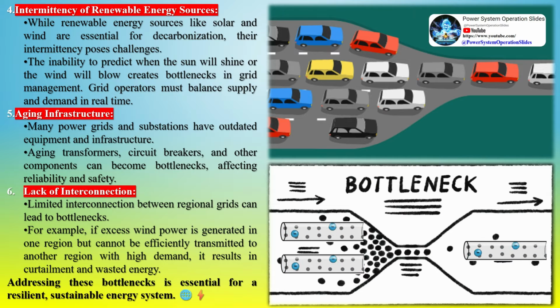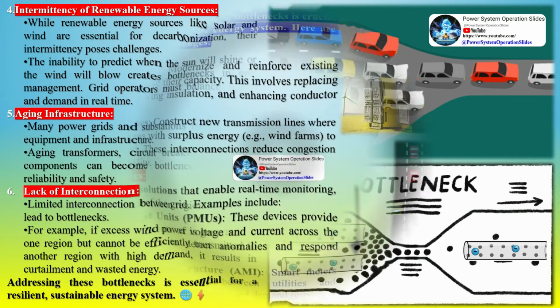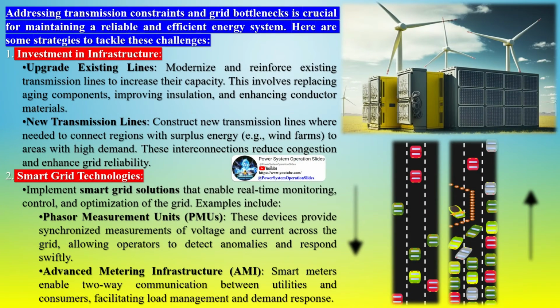Addressing transmission constraints and grid bottlenecks is crucial for maintaining a reliable and efficient energy system. Here are some strategies to tackle these challenges. Investment in infrastructure. Upgrade existing lines.